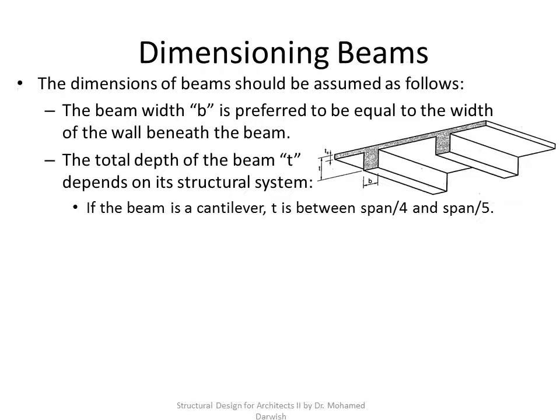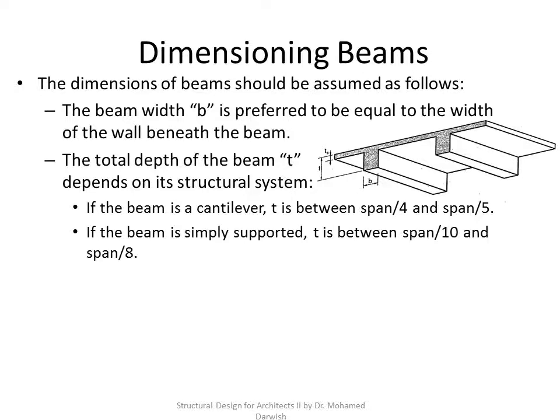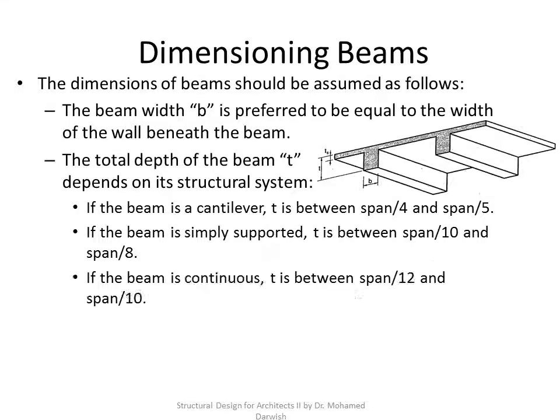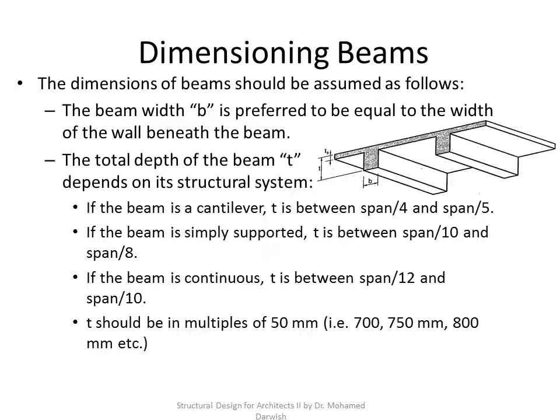So if it is a cantilever, we are talking about a range between 1/5 to 1/4 of the span. If it is simply supported, it's between span over 10 and span over 8. And if it is continuous, it's somewhere between span over 12 and span over 10. But it should always be in multiples of 50 millimeters, because having a beam of 706 millimeters is not practical at all. These are the increments that the carpenters use when they work on the formwork.